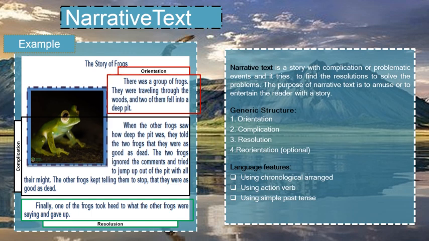Okay, the generic structure. First is orientation. Second is complication. Third, resolution. And the last is reorientation, which is optional. Next, language features. First, using chronological order. Second, using action verb. And the last is using simple past.